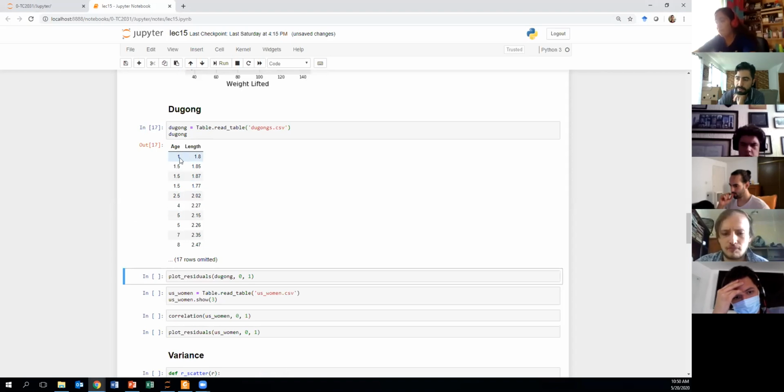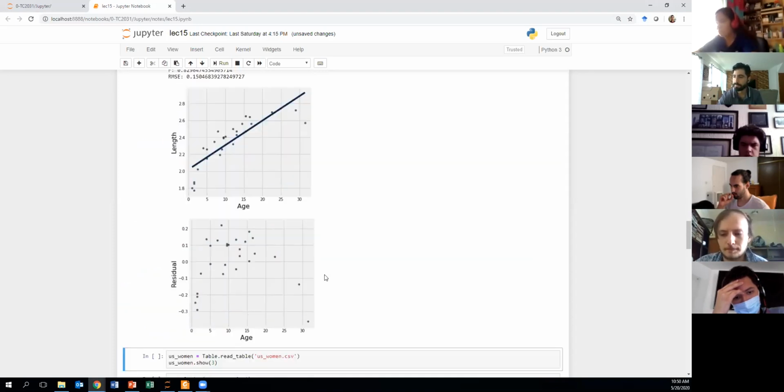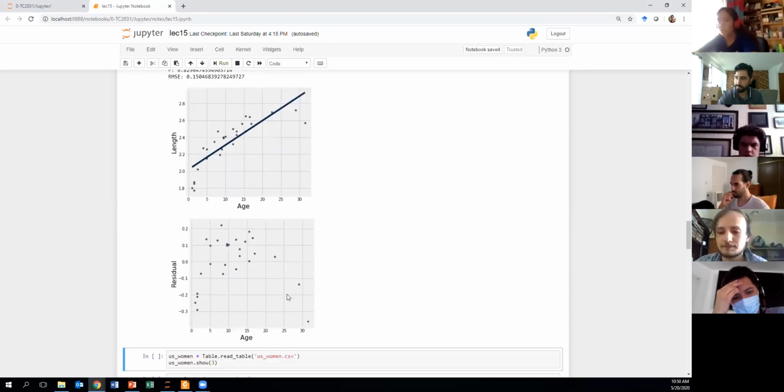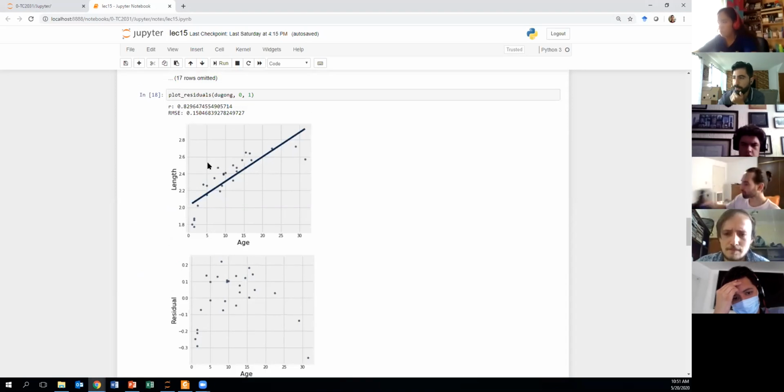So how old it is and how tall the dugong can get at a certain age. If I draw the residual plots, basically the plot with the regression line, and this is the residual plot.